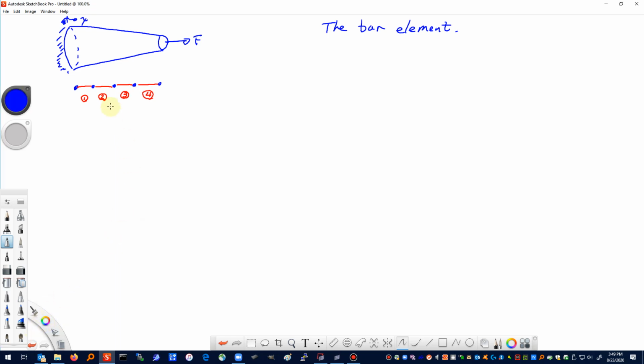Now, these little dots that I've drawn here, those represent the ends of each of those 4 elements, and those are called nodes. And so to represent those, I'm going to go 1, 2, 3, 4, 5. I'm going to have 5 nodes with 4 elements.